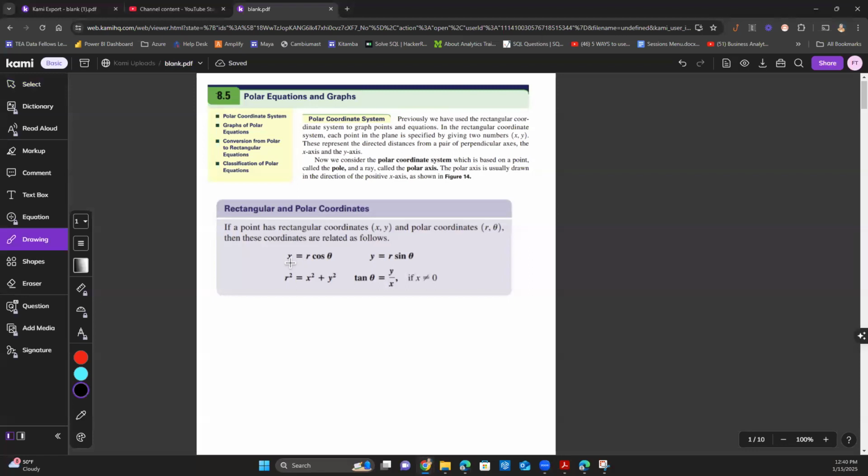For the rectangular coordinate system, x is always equal to r times cosine of theta, and y is always equal to r times sine of theta. We have used these in previous sections before. r squared is always equal to x squared plus y squared, and tangent of theta is always equal to y over x. After this introduction, we're going to look at some homework problems, so let's take a look at our homework questions now.